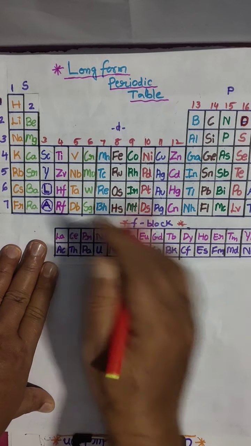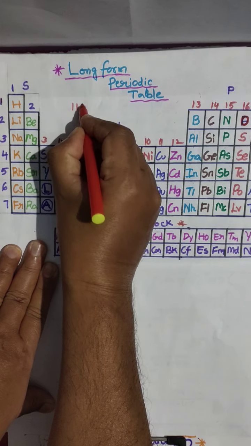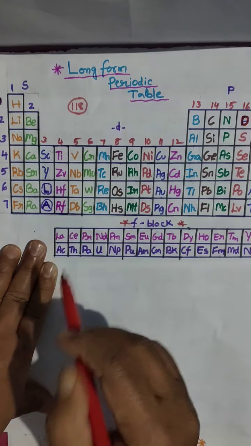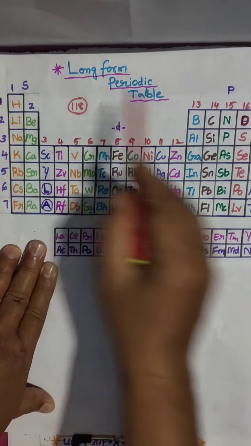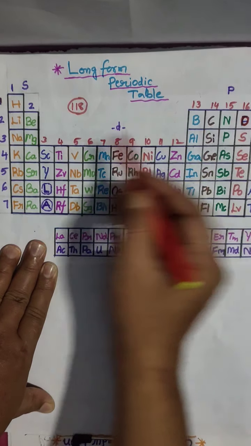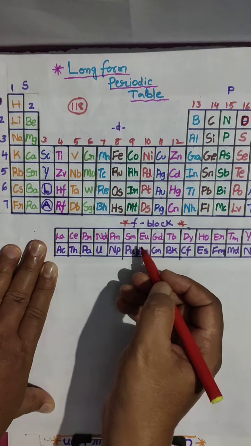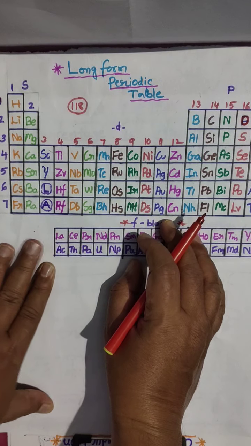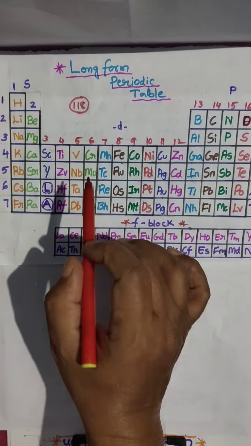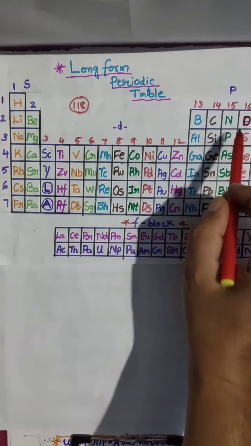Like this, a total of 118 elements are classified into 4 blocks: S block on the left side, P block on the right side, D block in the middle, and F block down the periodic table. And today I am going to explain how to remember the S block and P block elements.